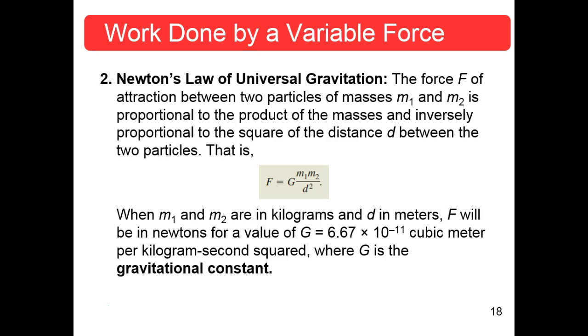Newton's law of universal gravitation, on the other hand, is a force between two particles, M1 and M2, the masses of the particles, proportional to the product of the masses, inversely proportional to the square of the distance between the two particles. So that would be F is equal to G times M1 M2 over r squared, where G is the universal gravitational constant. It's a very small number, 6.67 times 10 to the minus 11, in cubic meters per kilogram second squared.